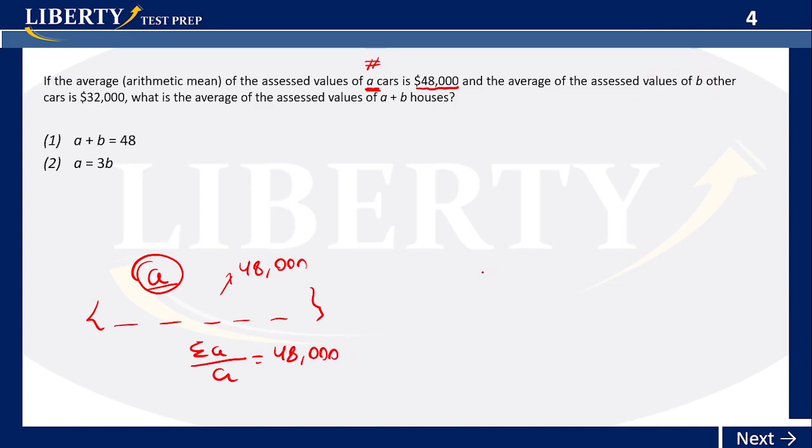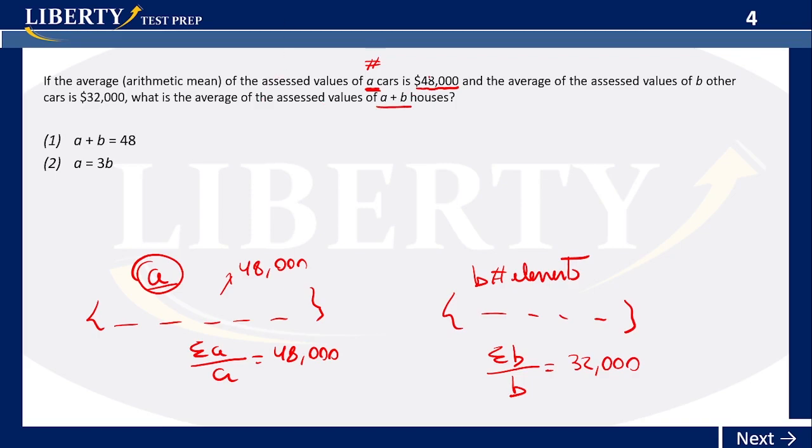And then for B, you do the same thing. You have another set. You have B number of elements. They tell you that the average of that is 32,000. So the sum of B divided by B is equal to 32,000. Okay? What is the average of the assessed values of A and B houses?